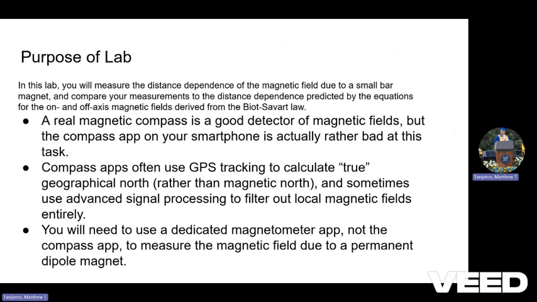A real magnetic compass, of course, is a good detector of magnetic fields, but the compass app on your smartphone is actually rather bad at this task. The compass apps often use GPS tracking to calculate true geographic north, so we shouldn't use that in our experiment, and sometimes use advanced signal processing to filter out local magnetic fields. We need to use a dedicated magnetometer app, not the compass app, to measure the magnetic field due to a permanent dipole magnet. This way, it's accurate data, or at least as accurate as it can be, without the change from a GPS.